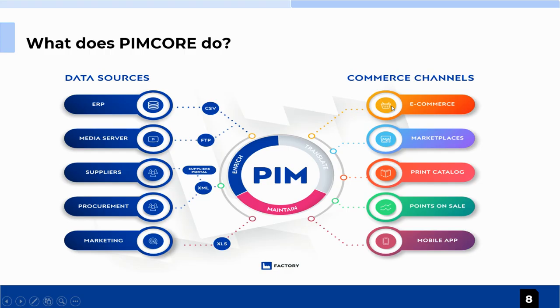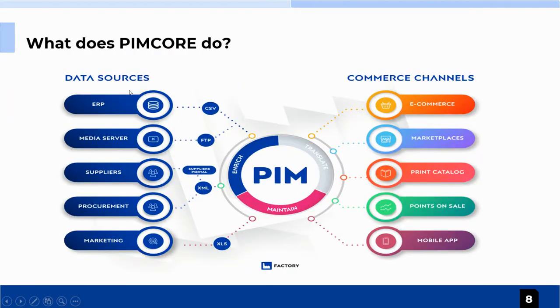You have an e-commerce website and app, so you can easily sell your products with the help of Pimcore. You send the data to marketplaces. There are different marketplaces. You can send your data with a brand catalog. If you want to sell with print media, you can easily send the data. There are also many other points where you can sell your data. You can also send the data to a mobile app. So this is the basic diagram.